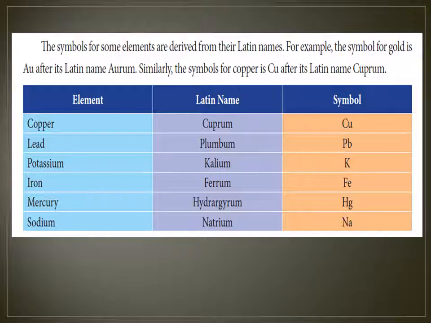The symbols for some elements are derived from their Latin names. For example, the symbol for gold is Au after its Latin name aurum. Similarly, the symbol for copper is Cu after its Latin name cuprum. Elements and their Latin names: copper Cu due to cuprum, lead plumbum Pb, potassium kalium K, iron ferrum Fe, mercury hydrargyrum Hg, sodium natrium Na.